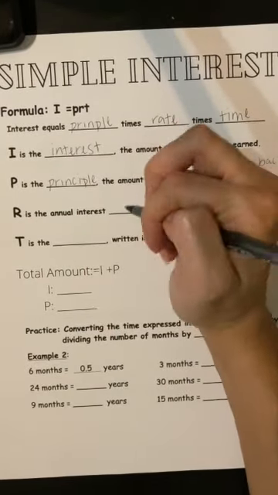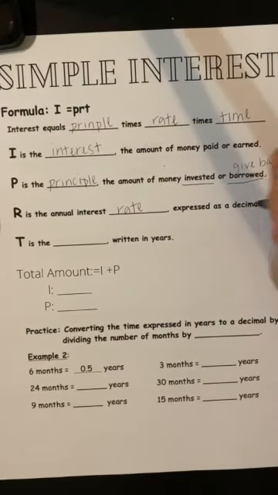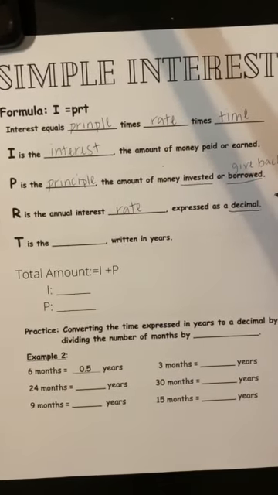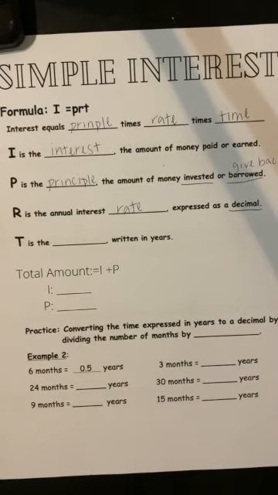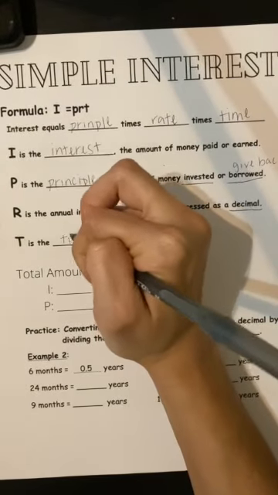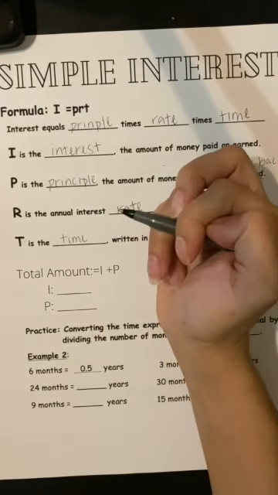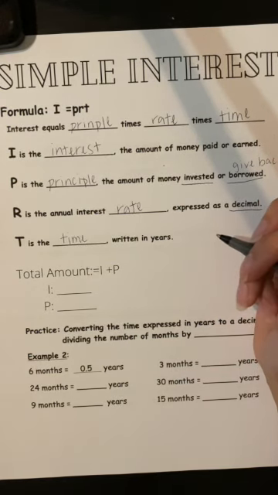R is the annual interest rate expressed as a decimal. So you're going to have to change from percent to decimal. Time is the time, written in years.